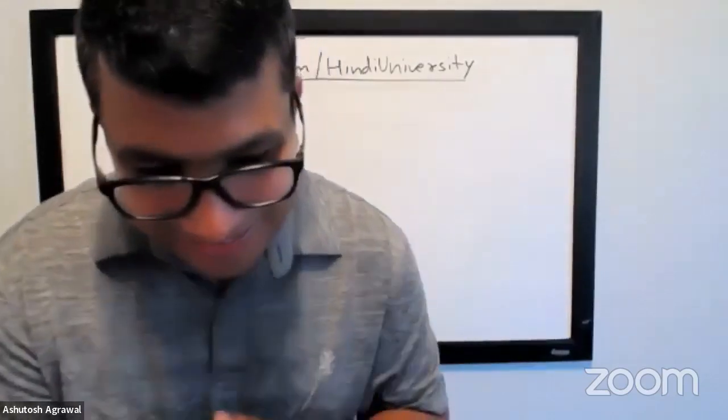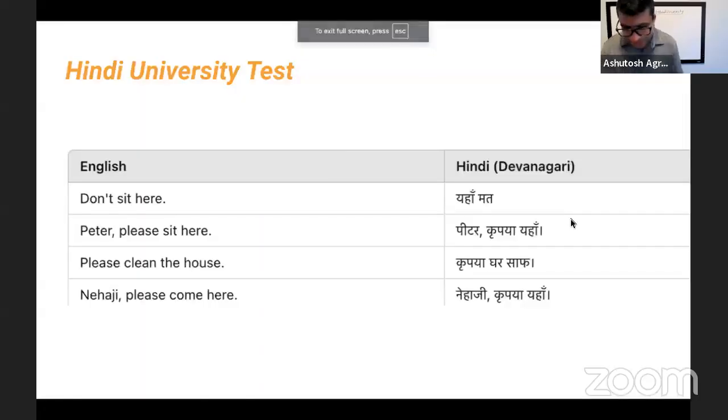Okay, back to you again. I didn't give the full answer, I gave you a hint. So you see the English word or phrase, "don't sit here," and you only see partially what's written in Devanagari. You have to take the help of this and then finish the rest of it.